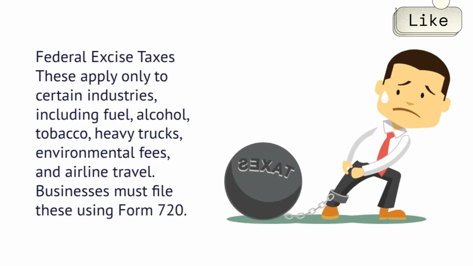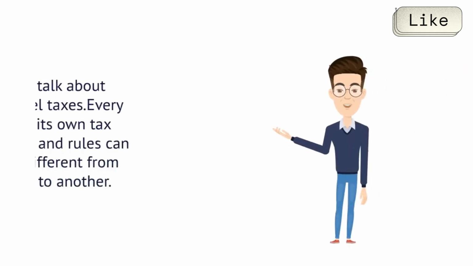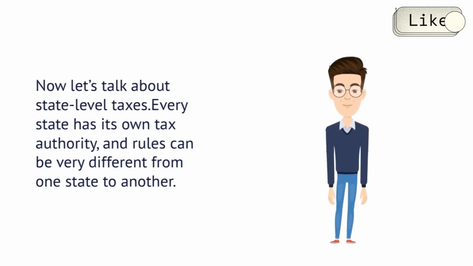Federal excise taxes. These apply only to certain industries, including fuel, alcohol, tobacco, heavy trucks, environmental fees, and airline travel. Businesses must file these using Form 720. Now let's talk about state-level taxes. Every state has its own tax authority, and rules can be very different from one state to another.